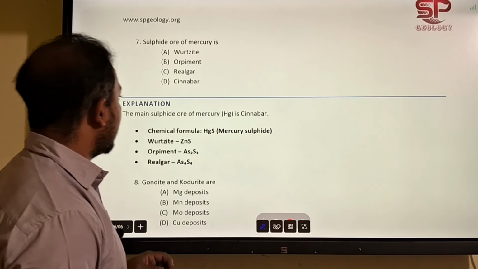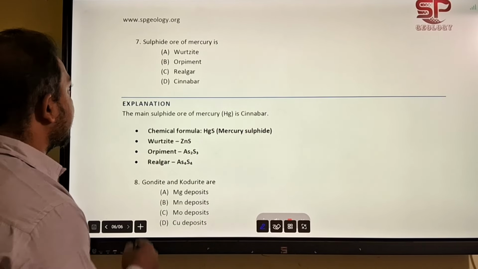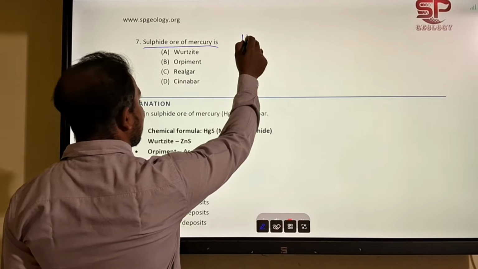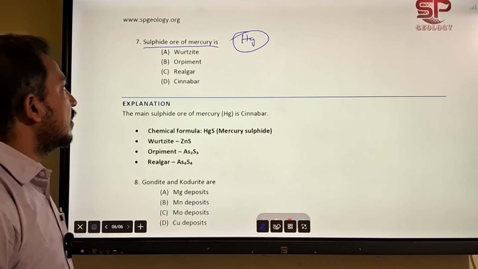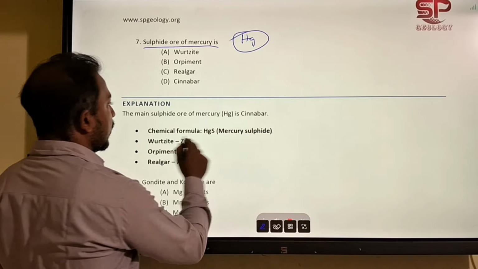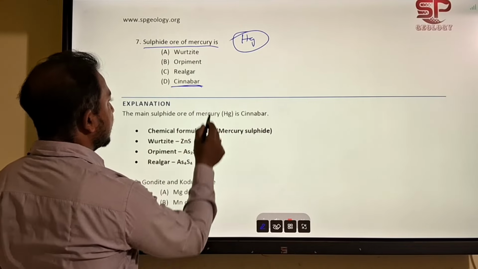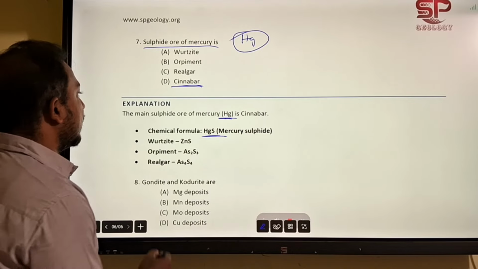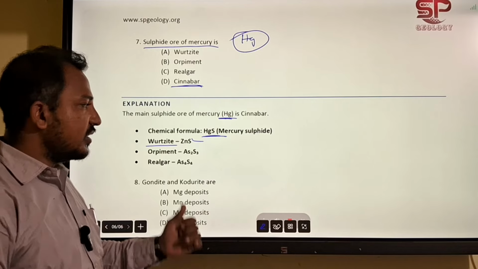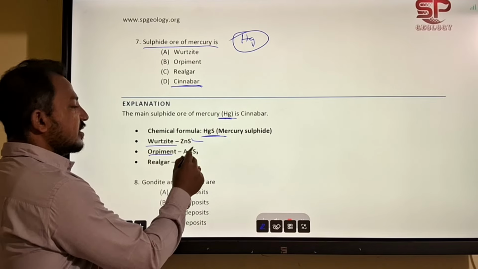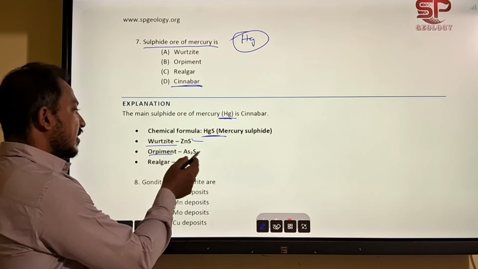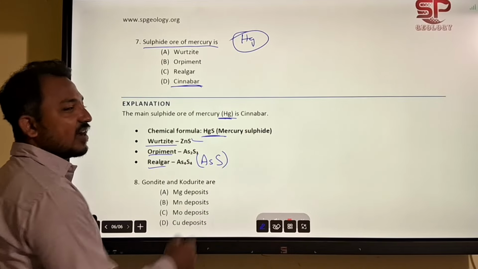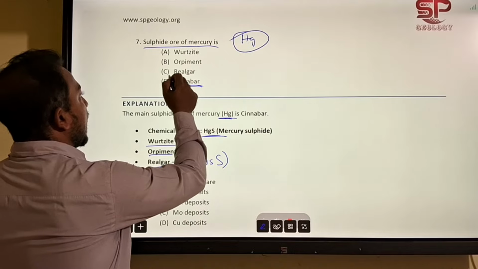Come to the next question, that is the sulfide ore of mercury. Mercury is Hg. Among these options, cinnabar is an ore of mercury, which is HgS, mercury sulfide. Then the other option, sphalerite, is zinc sulfide. Orpiment is an ore of arsenic, As2S3, sulfide of arsenic. Then realgar is As4S4, or you can write AsS. So your answer will be cinnabar.